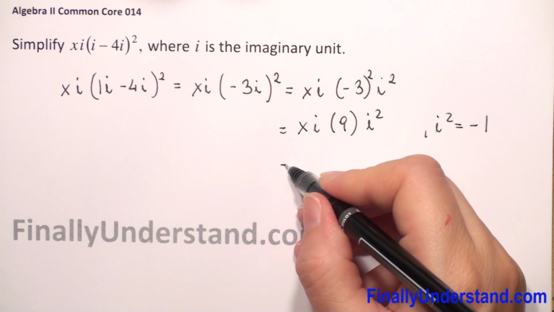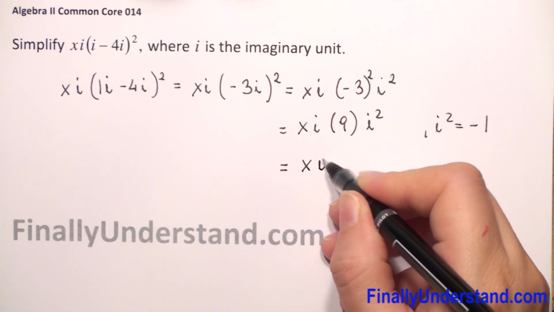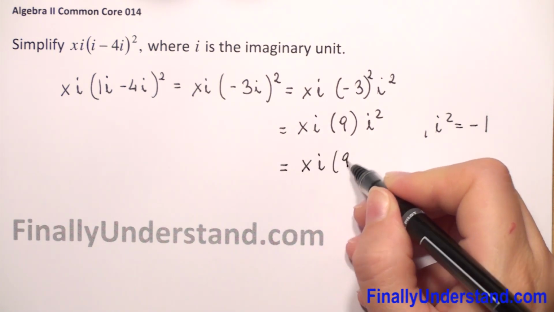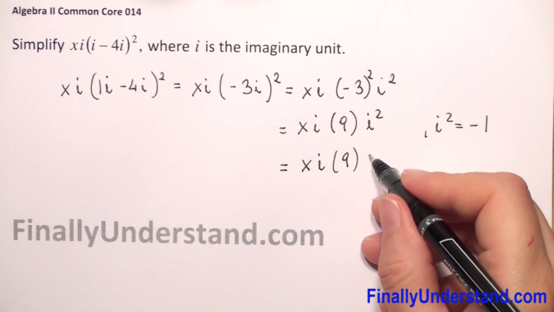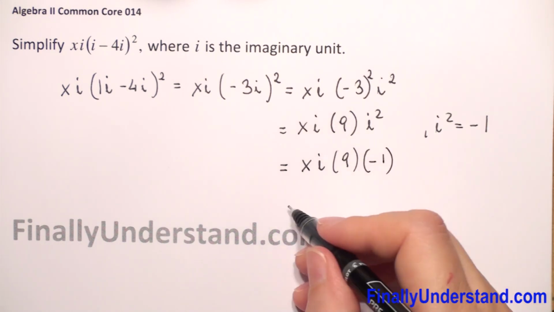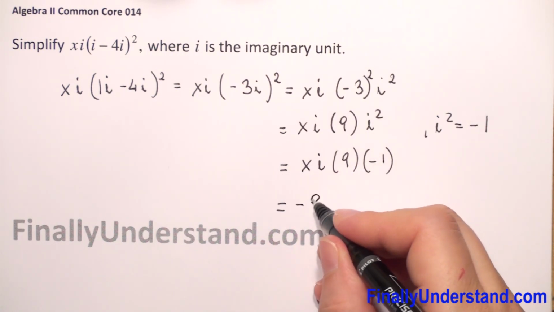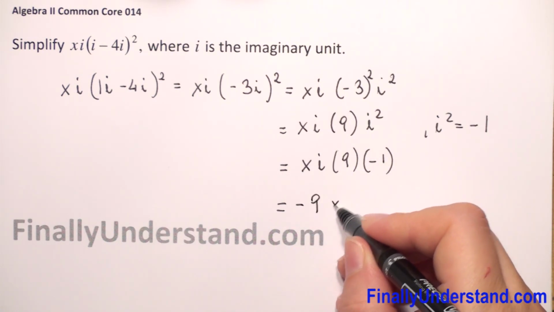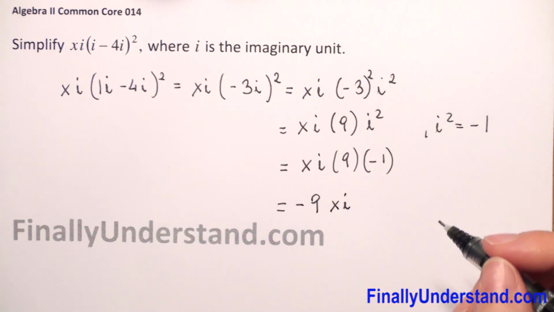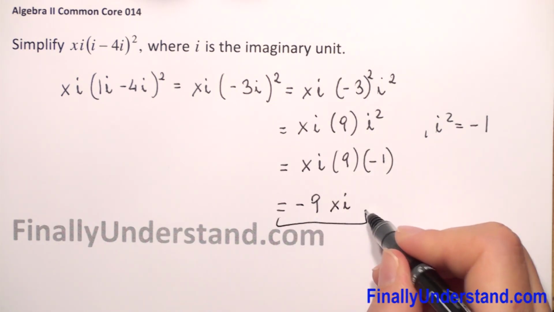So we have that this is equal to x times i times 9, and i squared we will substitute by negative 1. So this is equal to 9 times negative 1, so this is negative 9. First we write the number, and xi we have to rewrite. This is my solution.